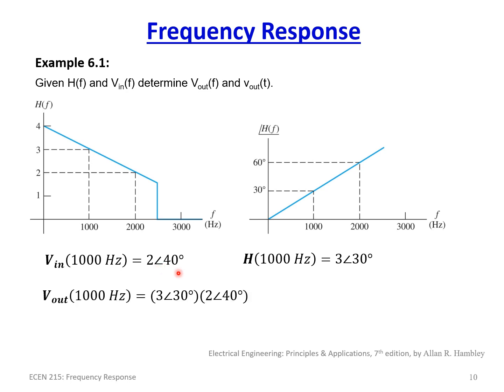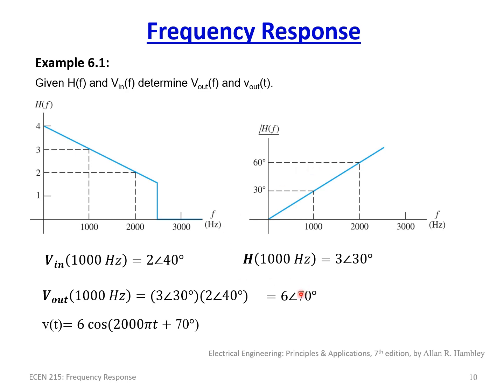So V out is 3 phase 30, H of F, times V in, 2 phase 40, which gives us, using the math we've learned in phasors, 6 phase 70 degrees. Now that we know that, we can get V out of t, which is simply 6 cosine of 2000 pi t, or 1000 hertz, plus 70 degrees. Fairly straightforward to do. If you are given both the magnitude and the phase of H of F in terms of frequency, you can solve for V out.